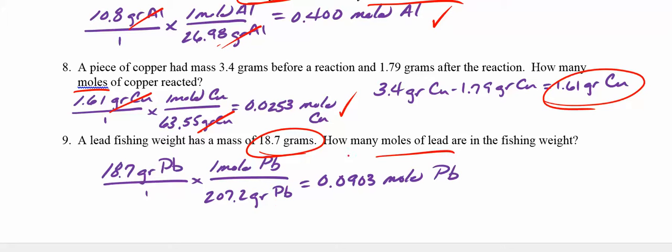And what I'm looking for, moles of lead, goes on the upper right. Upper left is grams of lead, lower right, grams of lead, upper right, moles of lead. So notice that these two will cancel, and I'll be left with moles of lead. From the periodic table, 207.2 grams of lead is what 1 mole of lead atoms weighs. And so I'll divide these two, and when I do that, I get 0.0903 moles of lead, and that will do it for us.